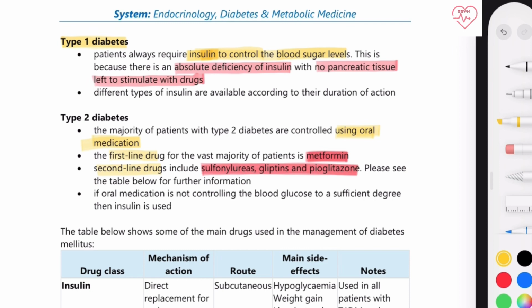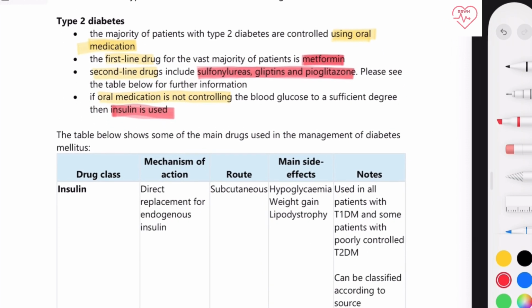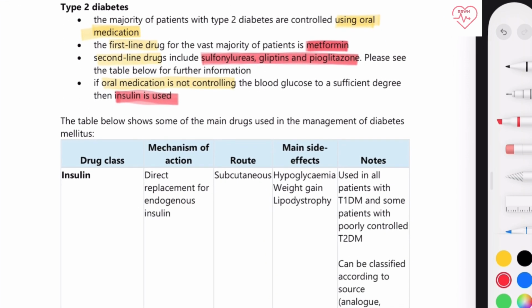Now if oral medication is not controlling the blood glucose to a sufficient degree, only then do you use insulin. So, type 1 diabetes requires insulin, while type 2 diabetes mellitus can be treated with the first line drug, metformin, remember guys, and second line drugs sulfonylureas, gliptins and pioglitazone. And if these oral medications can't control it, insulin is used. Okay, correct? Now this is the table below, the main drugs used in the management of diabetes mellitus.